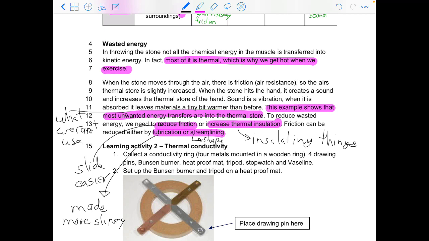Or we can increase the thermal insulation. We know intuitively that certain things have less heat that come out of them than others. For example, if you pour hot liquid into a paper cup versus a styrofoam cup, which one will feel hotter to pick up? Yes, the paper cup feels hotter to pick up than the styrofoam cup because the styrofoam is more insulating.